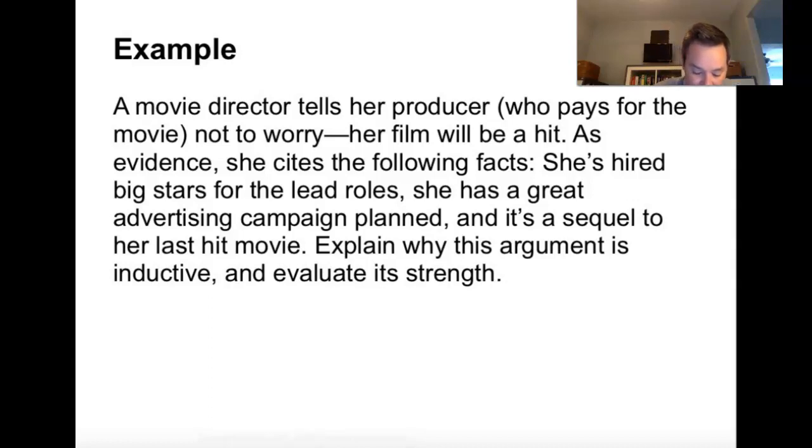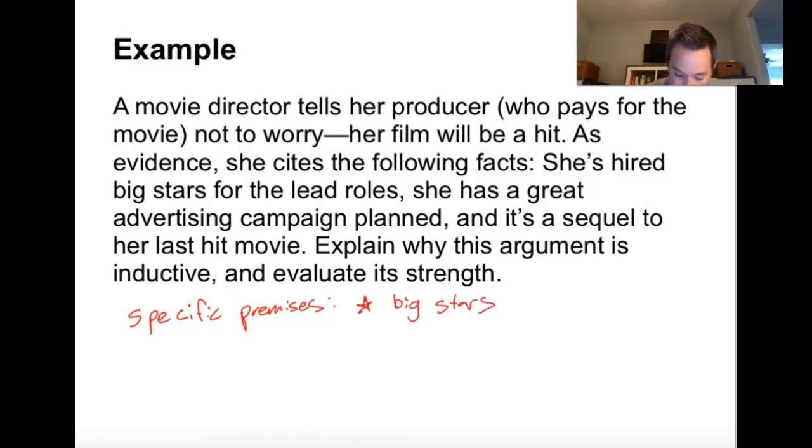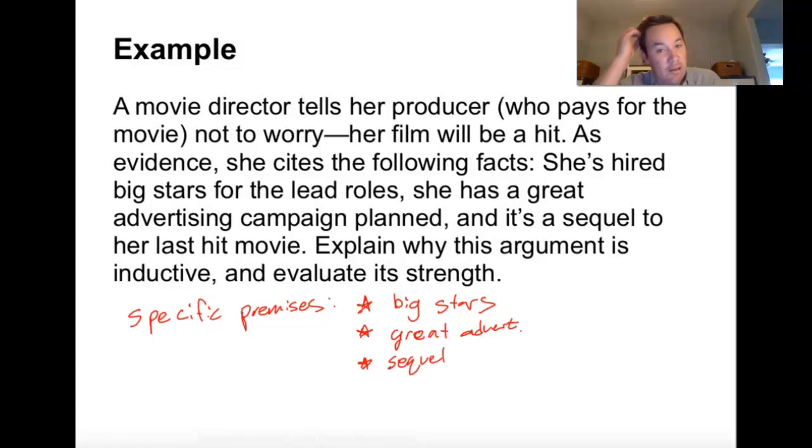So it's inductive because there are specific premises. Namely, her examples, her anecdotes about her movie, right? She's hired big stars. So big stars, great advertising, and it's a sequel. And so, yes, it's inductive.